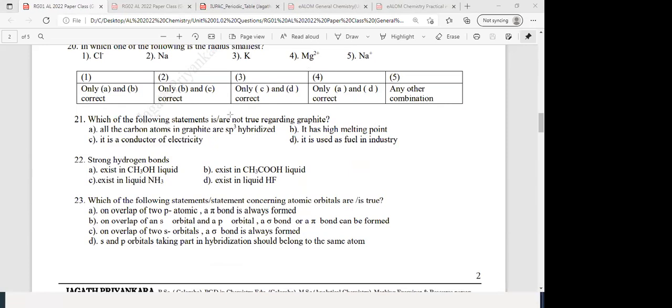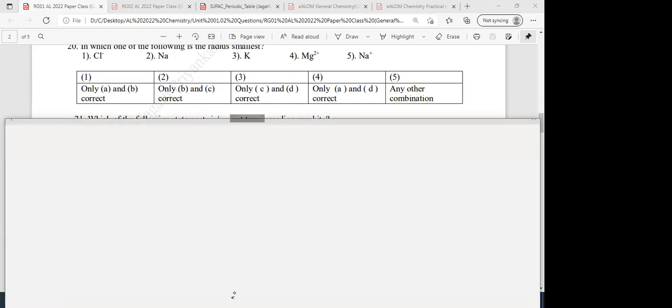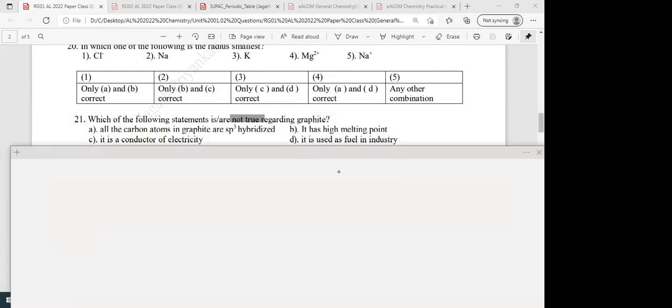Not true means incorrect. I don't know how many of you checked for the correct one. They are asking for the incorrect statement. All the carbon atoms in graphite are sp3 hybridized. Please raise your hand if you have done the hybridization theory. Okay, good. Except 2 of you.